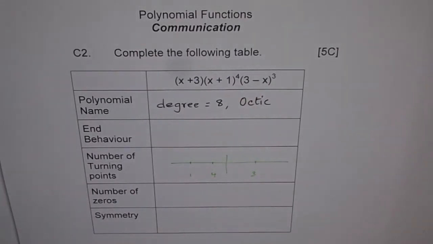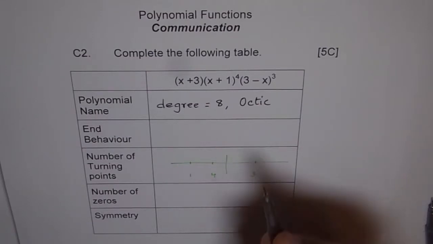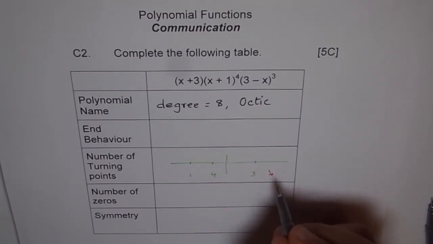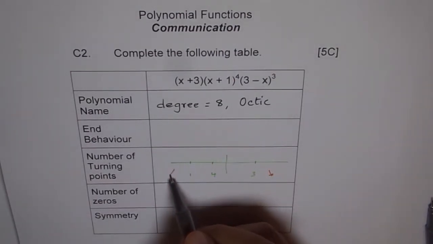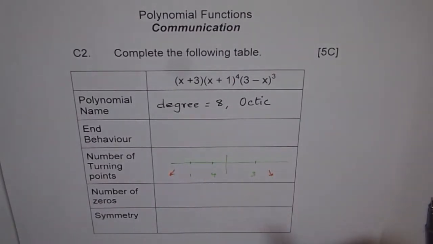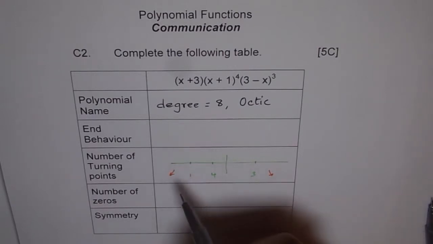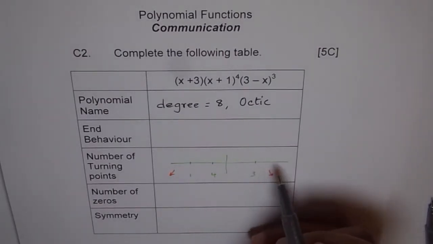Since the leading coefficient is negative, how is the end behavior? End behavior is right side down, right? So it is right side down. Now, since the degree is even, both will face the same side. That is how the graph is. Now we can connect and then do.